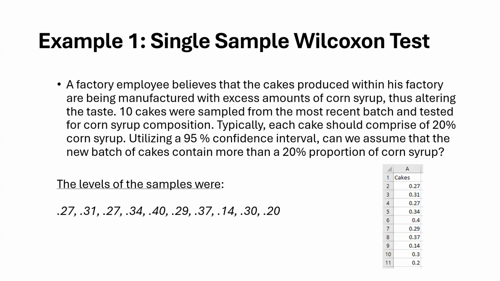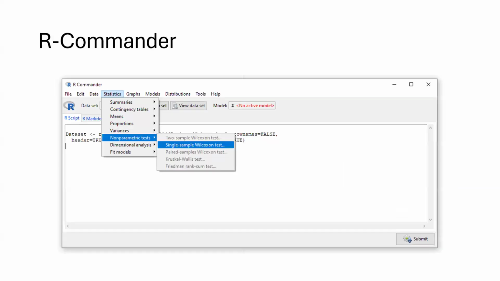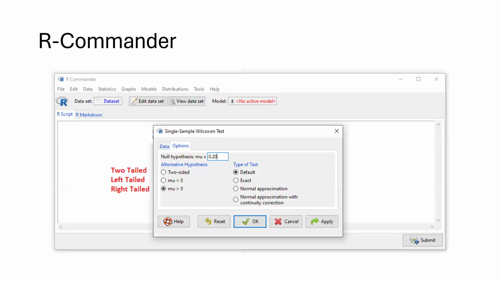If we're using RCommander, you're going to have to import the data into RCommander before proceeding if you want to work through any of these examples at home. So we have our data already imported, and we're going to go to non-parametric test within the statistics tab, and then we're going to go to single sample Wilcoxon test. And if it's a two-tailed test, we would select this option. Left-tailed, this option. Right-tailed, this option. This is indeed a right-tailed test because we're looking for greater than.